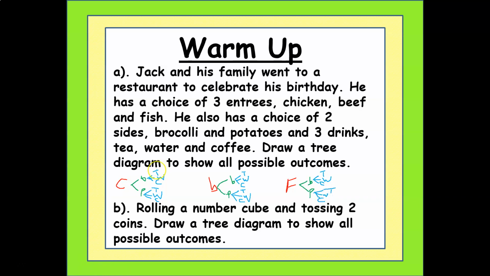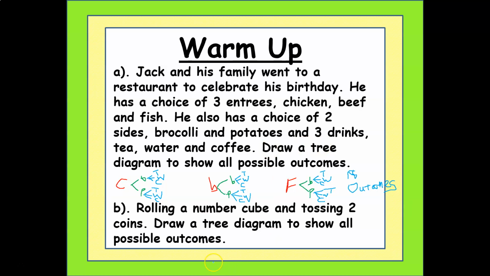So now we have all of our possible outcomes. So we have 6 outcomes for chicken, 6 outcomes for beef, and 6 outcomes for fish. So we have a total of 6 times 3, which is 18 outcomes. So that means he has 18 different options for dinners.